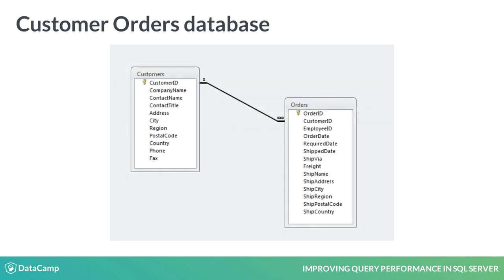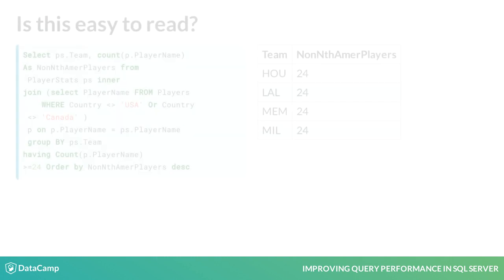And finally, the Customers Orders database, which consists of two related tables. The Customers table contains sales customer IDs and associated data, and the Orders table contains sales orders and associated data for each customer. This database is a subset of the freely available Northwind sample database from Microsoft.